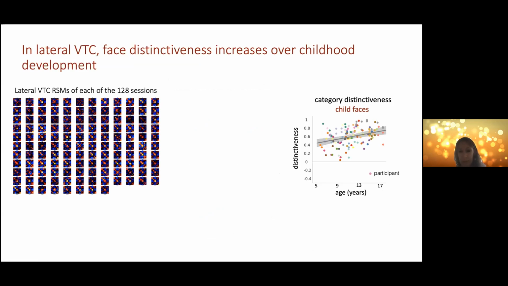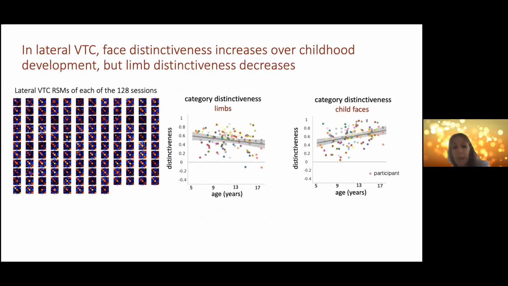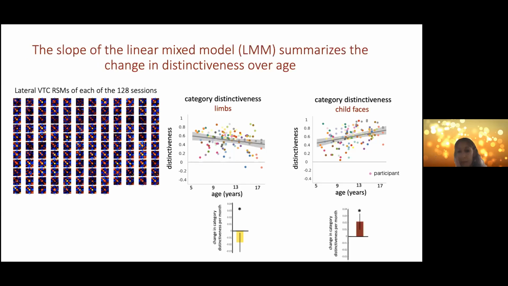So what about limbs? For limbs, we find that distinctiveness actually decreases from age 5 to 17, which is consistent with our recycling prediction. Again, we fit a linear mixed model to quantify this development, and what we're interested in is the slope of the model. We can see that there is a significant positive slope, or increase in distinctiveness, for faces and a decrease in distinctiveness for limbs.